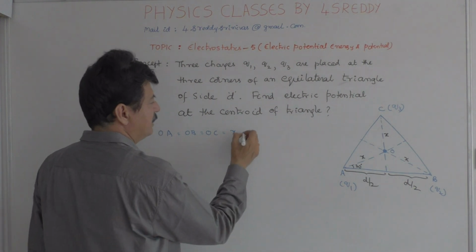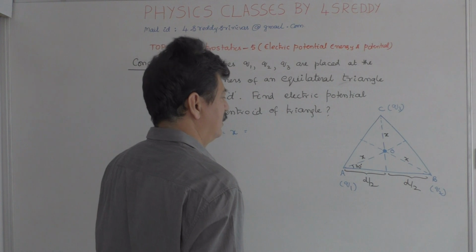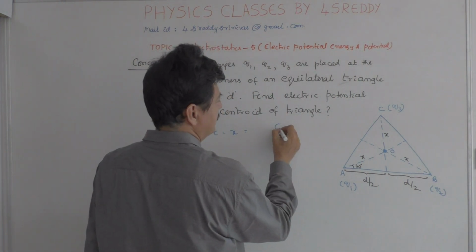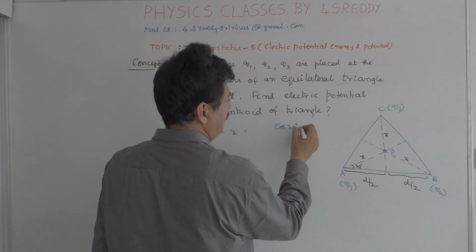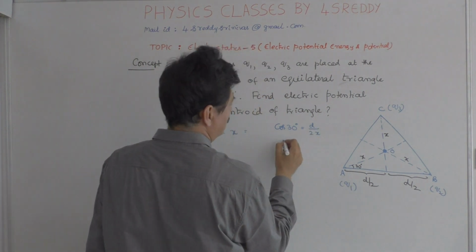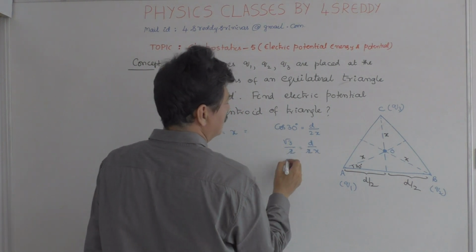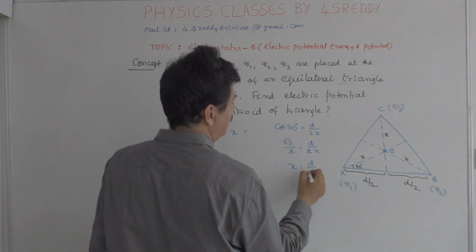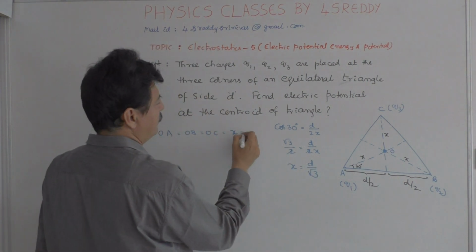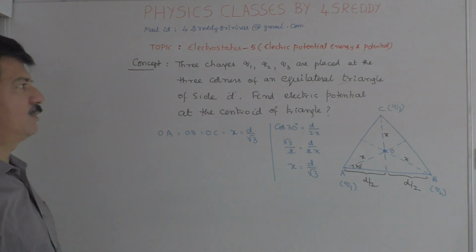That is nothing but, if I take cos 30 degrees, it is nothing but D by 2 into X. It is root 3 by 2 is equal to D by 2X. Therefore, X is equal to D by root 3, which is equal to OA, OB, OC.